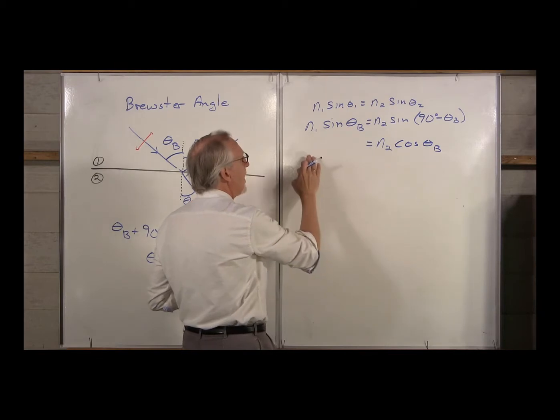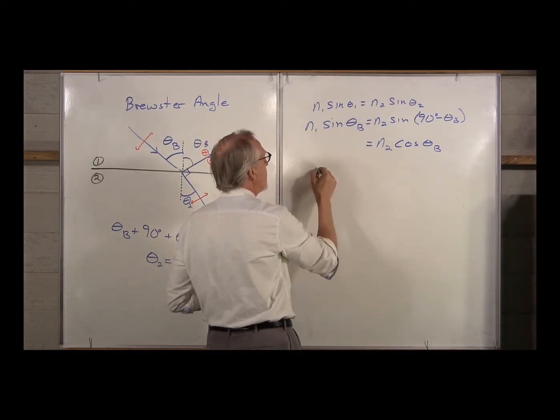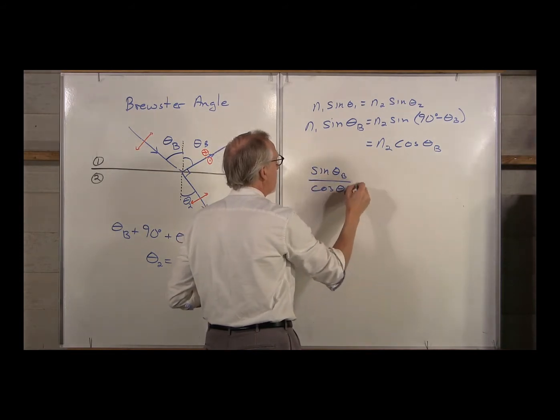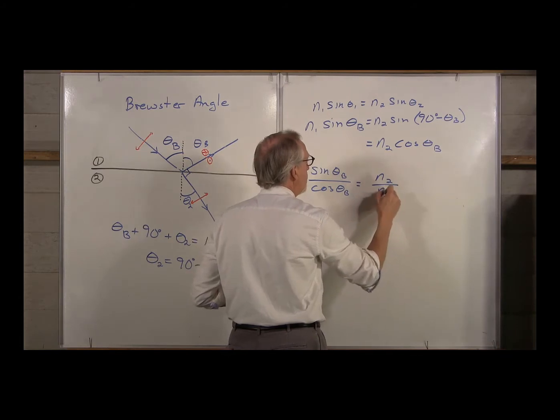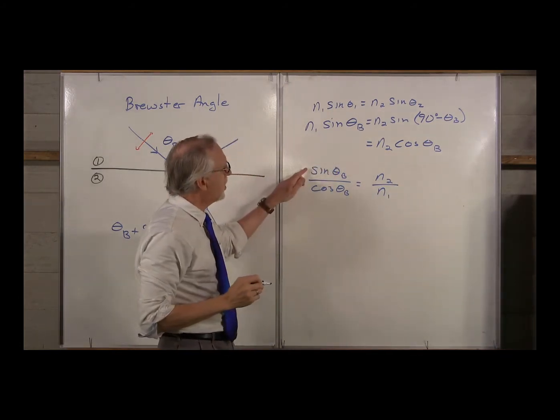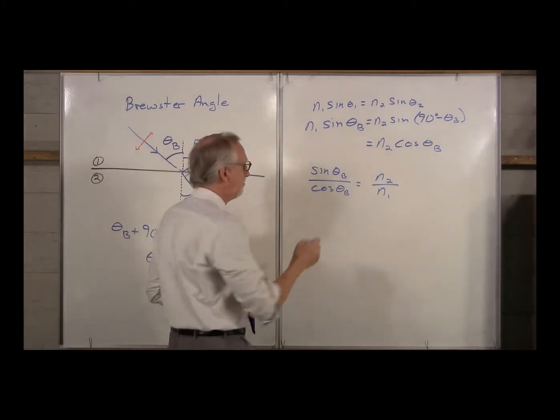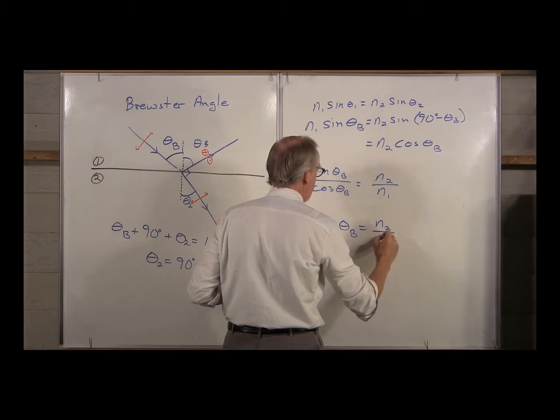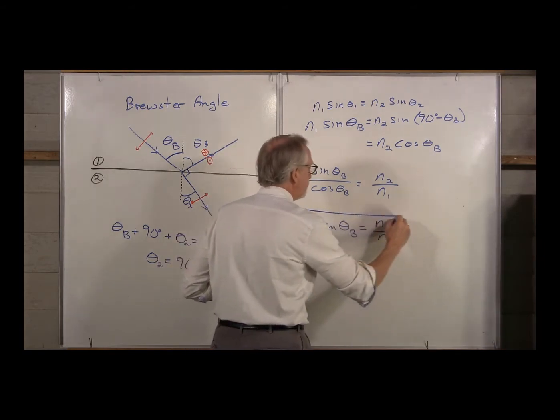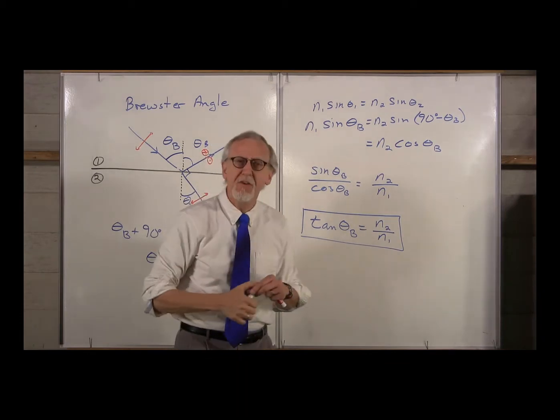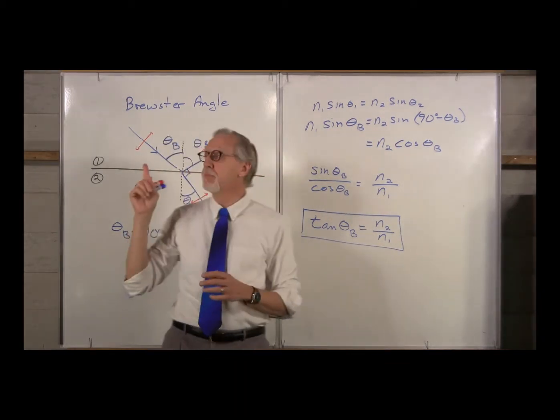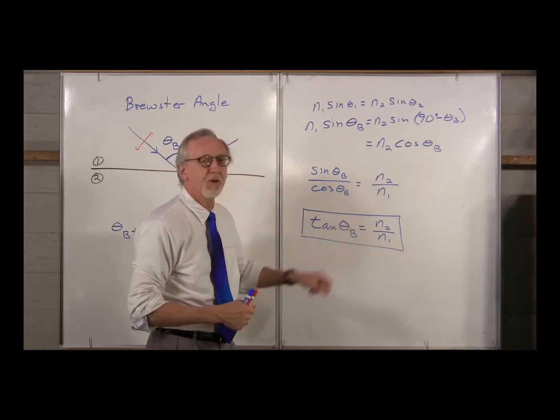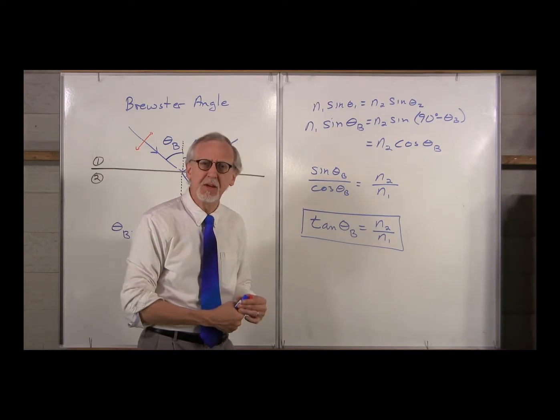Let's divide both sides by cos theta b and divide by n1, and we have that sine theta b over cos theta b equals n2 over n1. Now what is sine over cos? That's tan. And there we go. We have a very simple relationship that relates the Brewster angle, theta b, to the two indices of refraction: tan theta b equals n2 over n1. Let's stick some numbers in here.